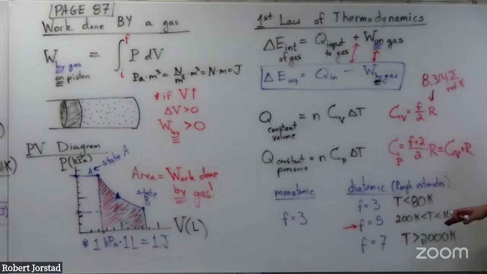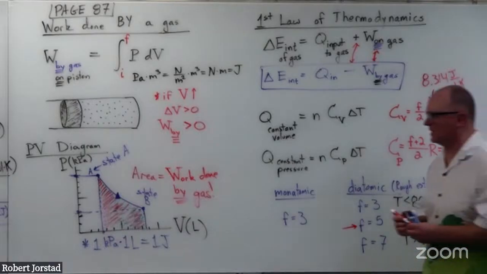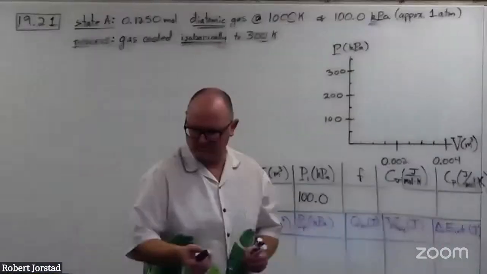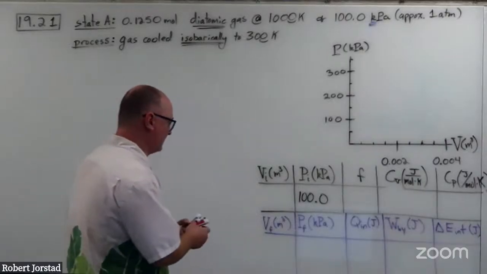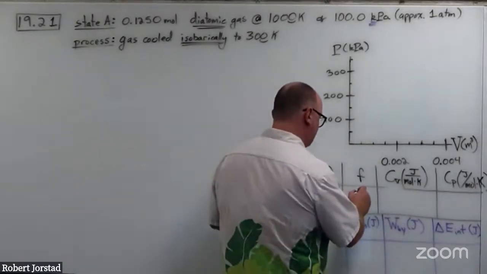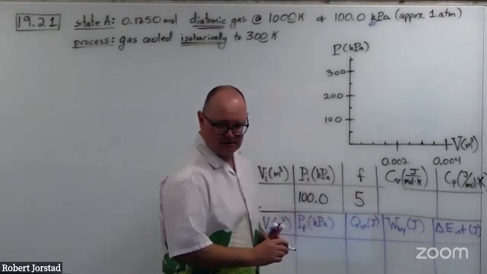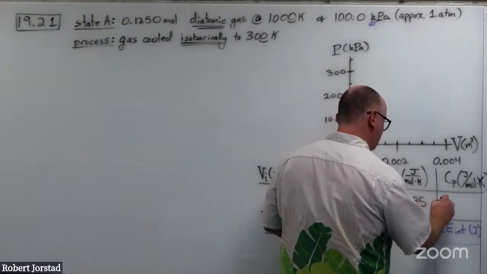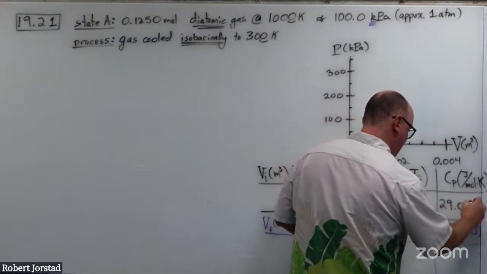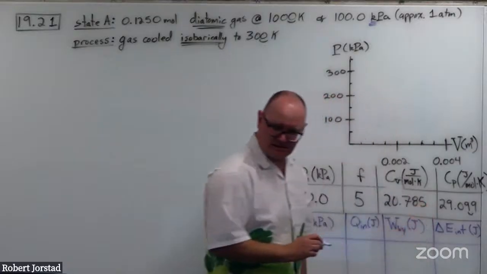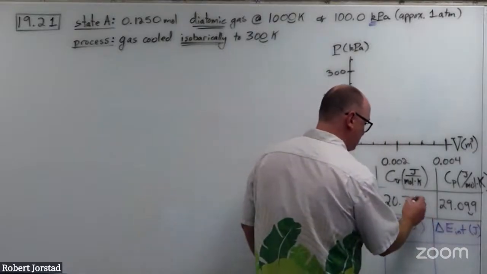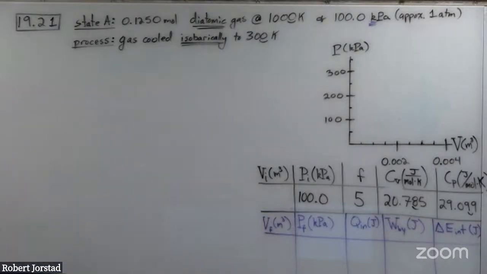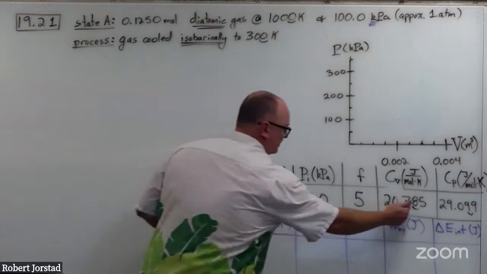All right, and so we're going to know these numbers. Take a second to punch those in. Let's fill that in on the chart. So this is degrees of freedom 5, and CV ends up being 20.785, and CP is 29.099. I believe that's what we're going to get. 8.314 has 4 sig figs. That's why these have 4 sig figs.